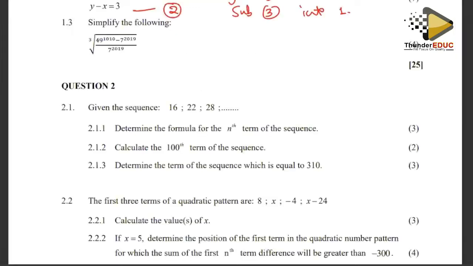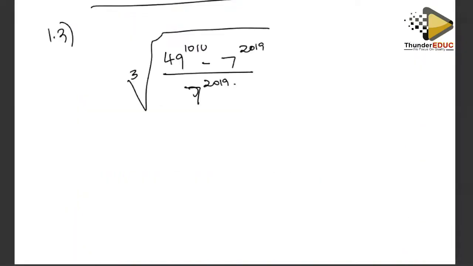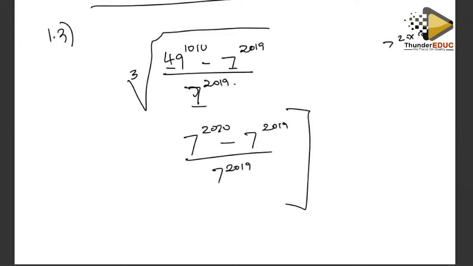Okay. So whenever we have such questions, create similarity with the bases. Okay, we have a base of 7, this is a base of 49. Know that 49 can be written as 7 squared. So that's going to affect the 1010 to give us 2020. So 7 to the 2020 minus 7 to the 2019 over 7 to the 2019. I'll say everything is to the exponent of 1 over 3 because that's the meaning of the cube root.